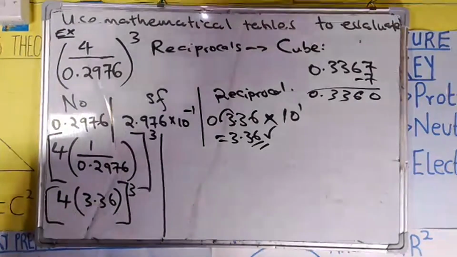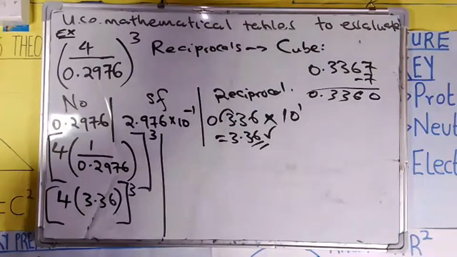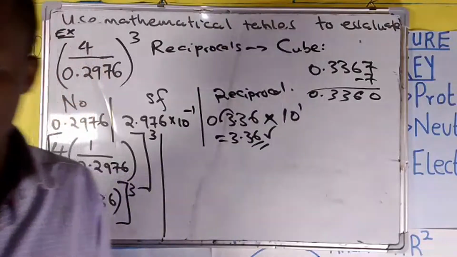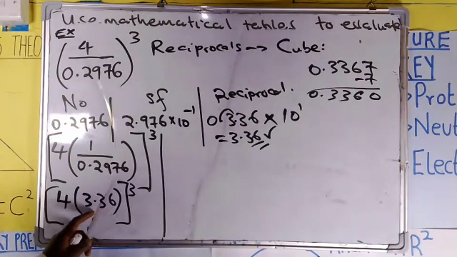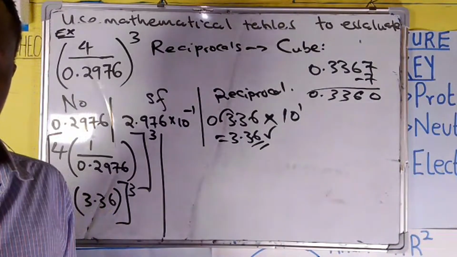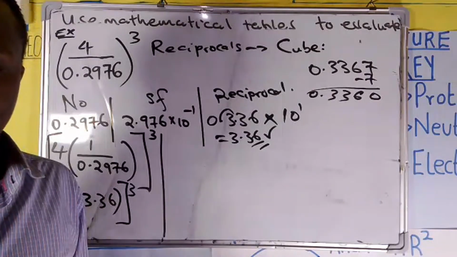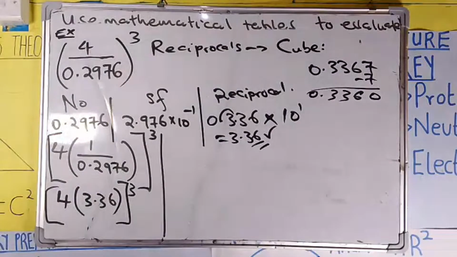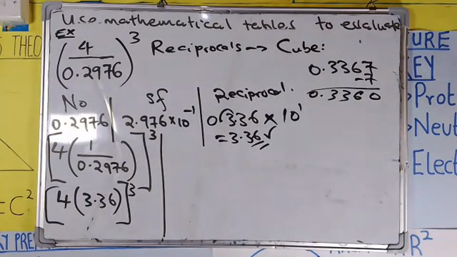So what is 3.36 times 4? It is 13.44. Thank you.